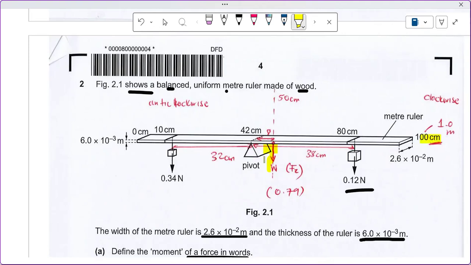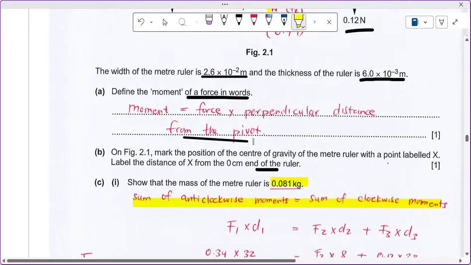So where is most of the weight going to be acting? It was at the center at 50. That's why we put the weight there. And from the pivot point, the weight is only 8 centimeters away. If you subtract that from the other, from here to there, you've got 38. And then obviously, if I was to minus 42 from 50, I'll get 8. So I know the distances.